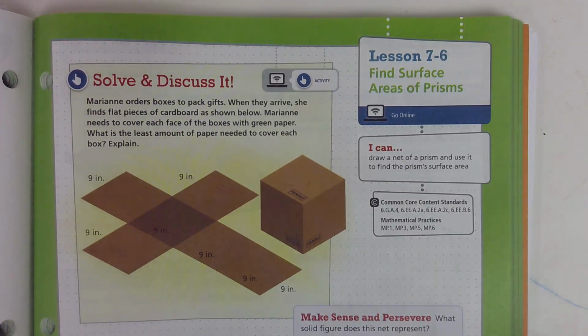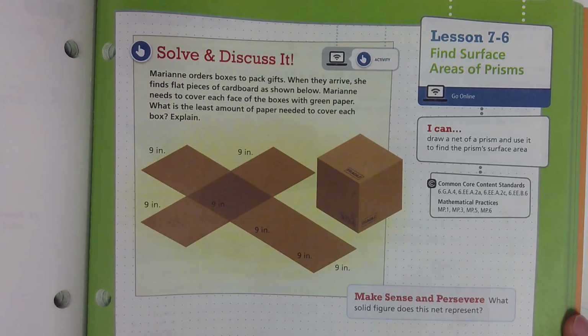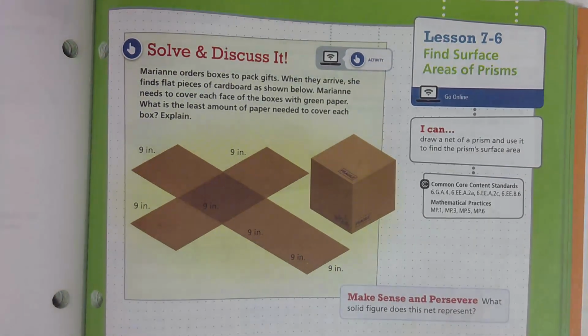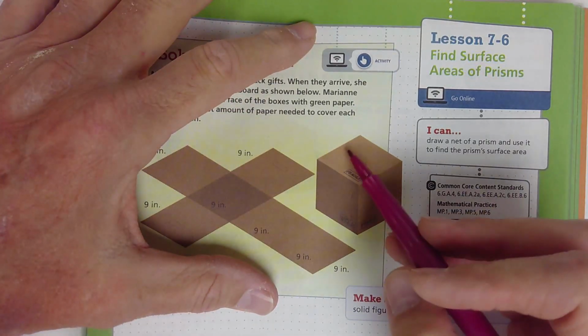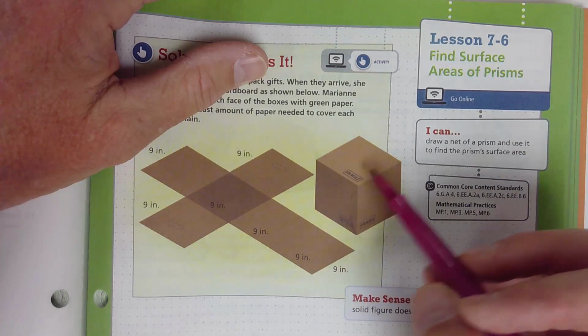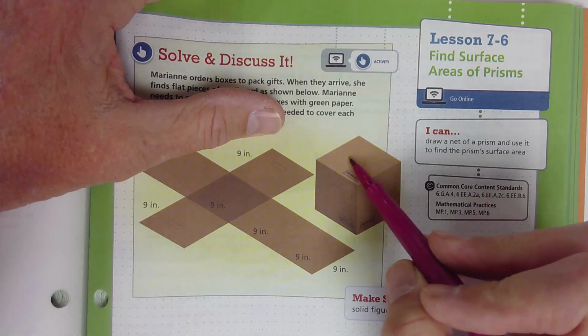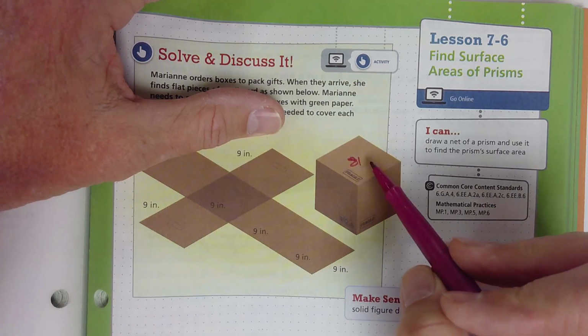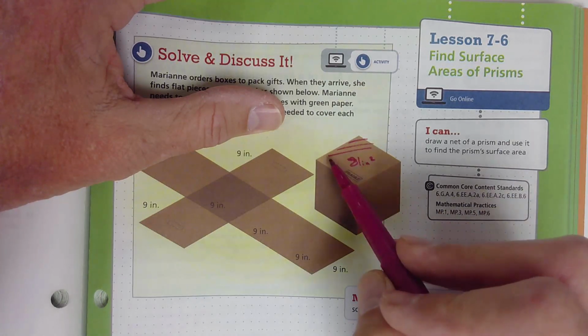But lesson 7-6, this is page 437, and we're talking about surface area and surface area of prisms. You guys know how to find the area. If I ask you to find the area of the top of this box, for example, it looks like it's a square box. Each side is 9 inches. It's going to be 9 times 9, so this would be 81 inches squared. That would be the area of the top of this box.